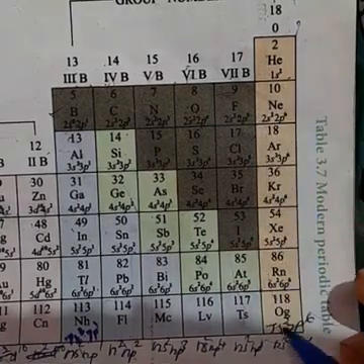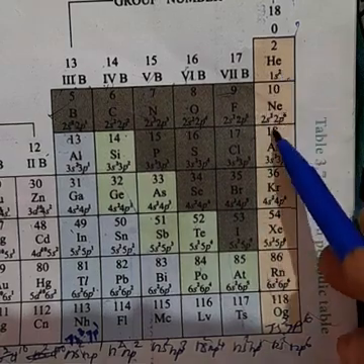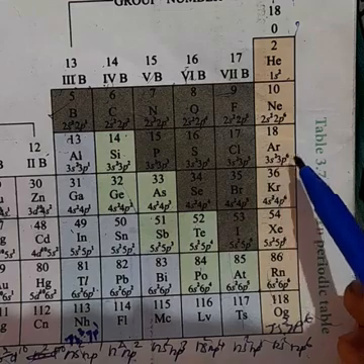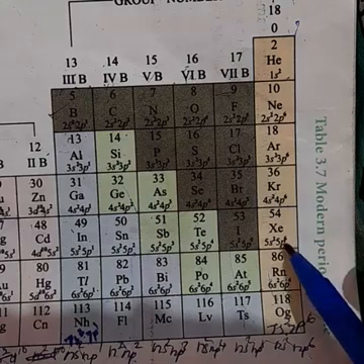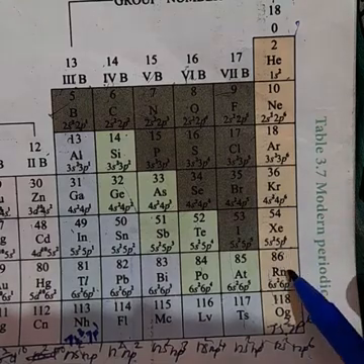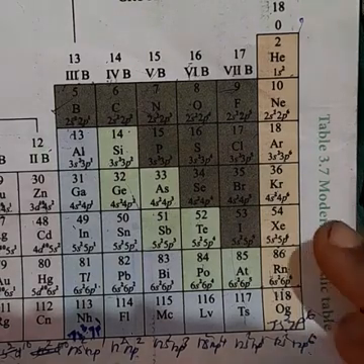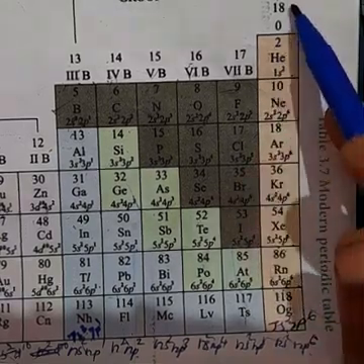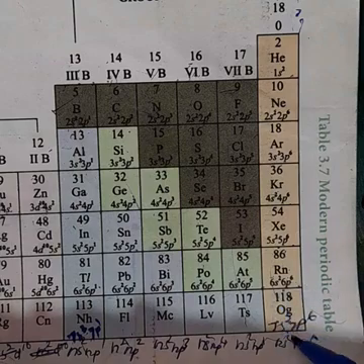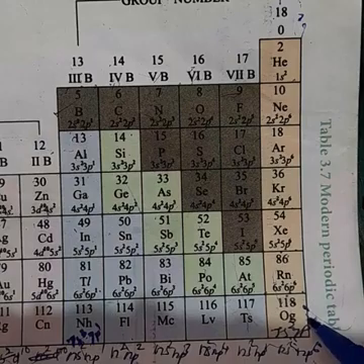Okay, helium atomic number 2, electronic configuration 1s2; neon 10, 2s2 2p6; argon 18, 3s2 3p6; krypton 36, 4s2 4p6; xenon 54, 5s2 5p6; radon 86, 6s2 6p6; and oganesson 7s2 7p6. This is the last element in the periodic table, atomic number 118, which occupies the 7th period, the last period and last group. Understood? These are about the noble gases.